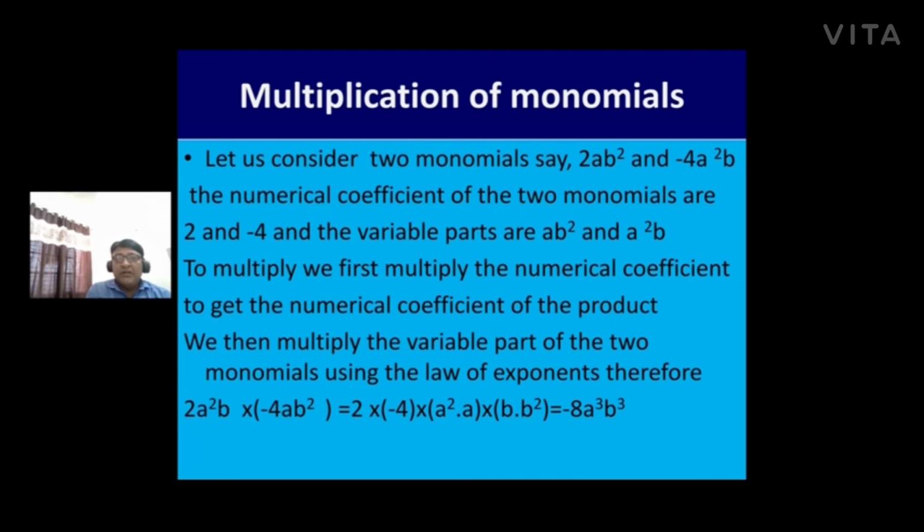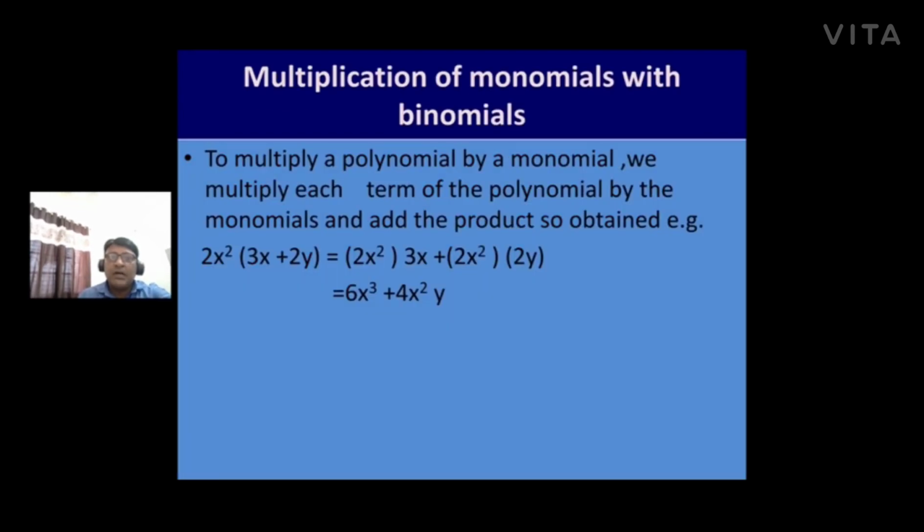Therefore, 2a square b into minus 4ab square is equal to 2 into minus 4. We have first multiplied the numerical coefficients, then a square into a, b into b square, and the result will be minus 8a cube b cube. So this is how we multiply two monomials. Now the next one is how to multiply monomials with binomials.